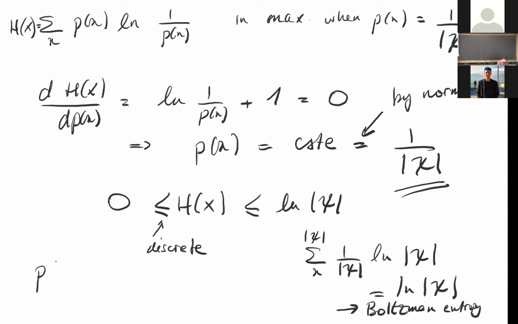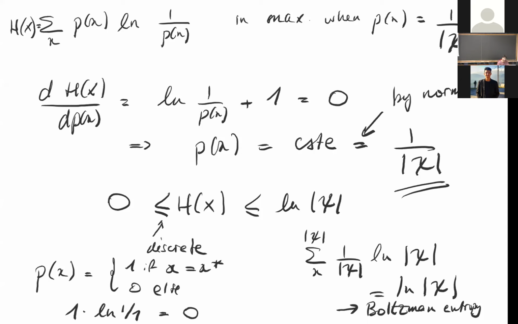it means that the probability of x is 1 if x is this special outcome, and it's 0 otherwise. Okay? And in this case, we get zeros for all terms, except the only one for which the probability is 1. So we get 1 times log of 1 divided by 1, which is 0. Okay? So when the random variable is not random, the entropy is 0.